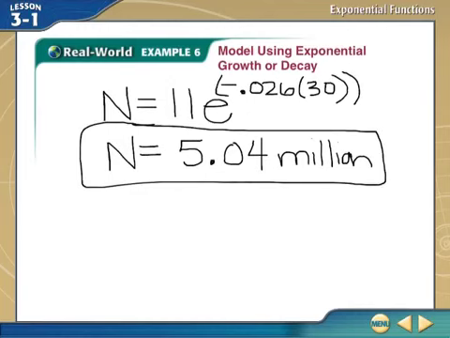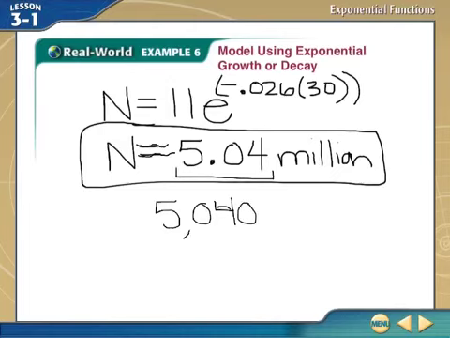Now what I really should say, since I rounded the 5.04 and cut off some decimals, I should say approximately 5.04 million, or I can multiply the 5.04 by 1 million and get 5,040,000.